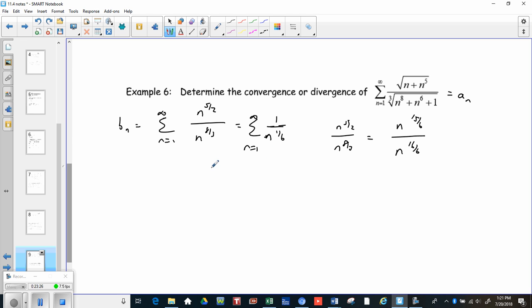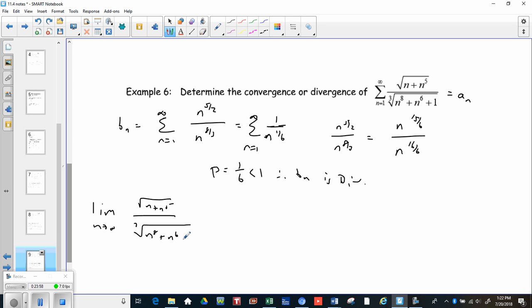And this, of course, is a p-series. P is 1/6, less than 1. Therefore, b sub n is divergent. So we'll take the limit as n approaches infinity. We're going to take the limit of the division of these two things, which is going to be square root of n plus n to the 5th over cube root of n to the 8th plus n to the 6th plus 1 times the reciprocal of this one, which is going to be n to the 1/6 over 1.